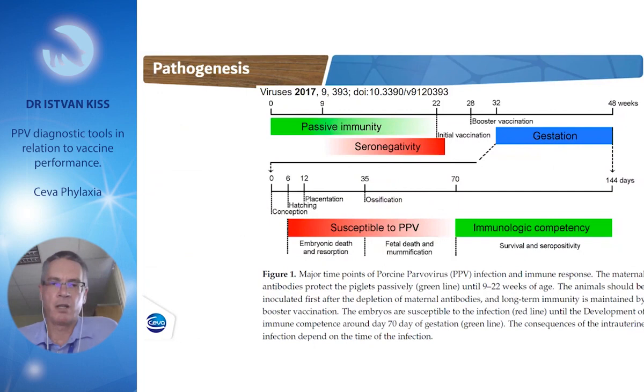You already know the content, at least, of this slide, but I would like to highlight this milestone of the 70th day of pregnancy, because there is the borderline between immunocompetency and before that. So after that, the fetuses are able to produce antibodies against the pathogen.